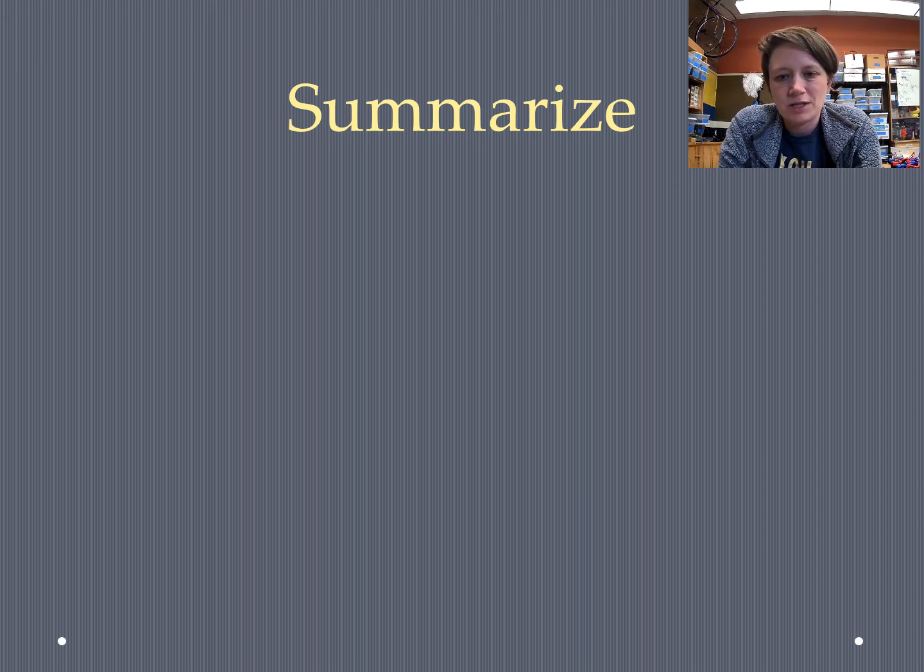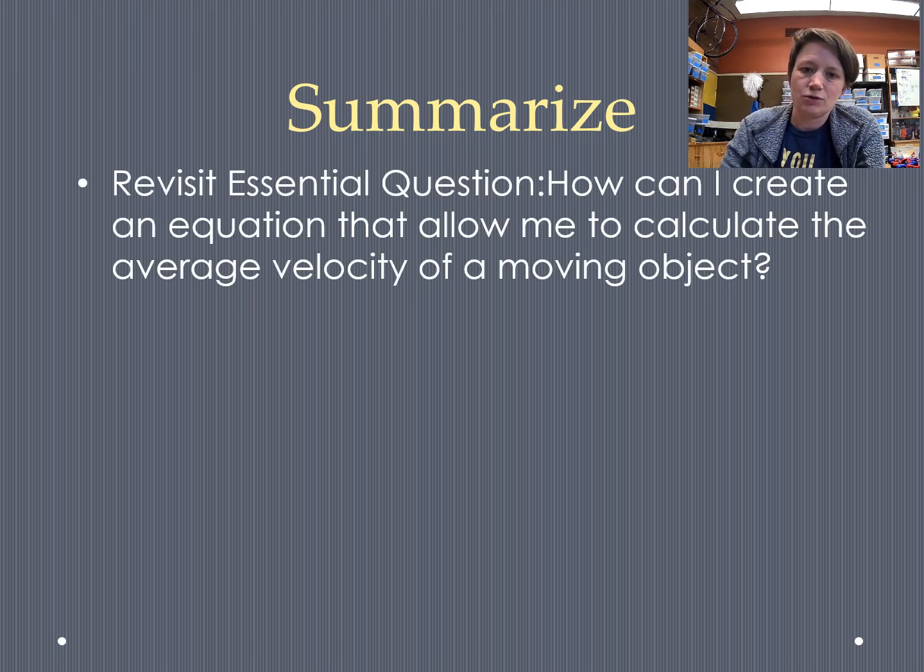Okay, we have reached the end of this video. As I usually do, I'm going to ask you to revisit the essential question, which is how can I create an equation that will allow me to calculate the average velocity of a moving object? What are the relationships that go into this? What is the importance of the math operators? So maybe you can think about those as you answer your essential question.